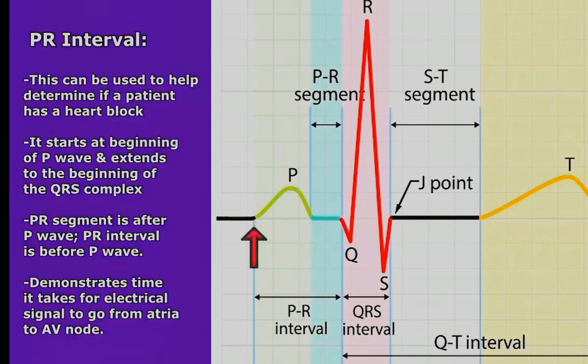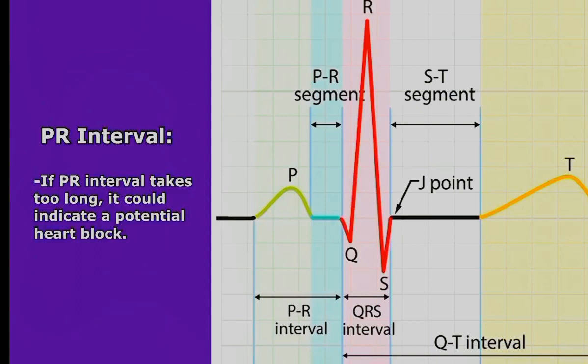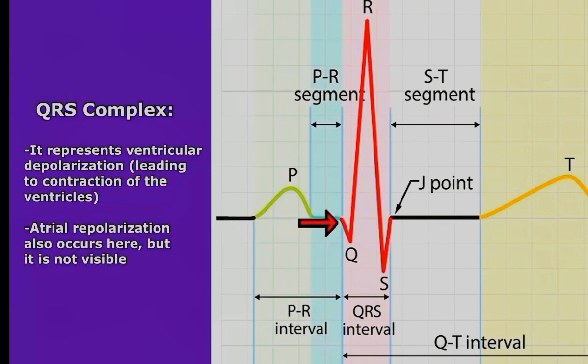So the PR interval starts at the beginning of the P wave and extends to the beginning of the QRS complex. So it's different than the PR segment. The PR segment was after the P wave. The PR interval is from before the P wave to the beginning of the QRS complex. And this demonstrates the amount of time it takes for the electrical signal to go from the atria to the AV node. And if it's taking too long, if we have a long PR interval, this could indicate a heart block.